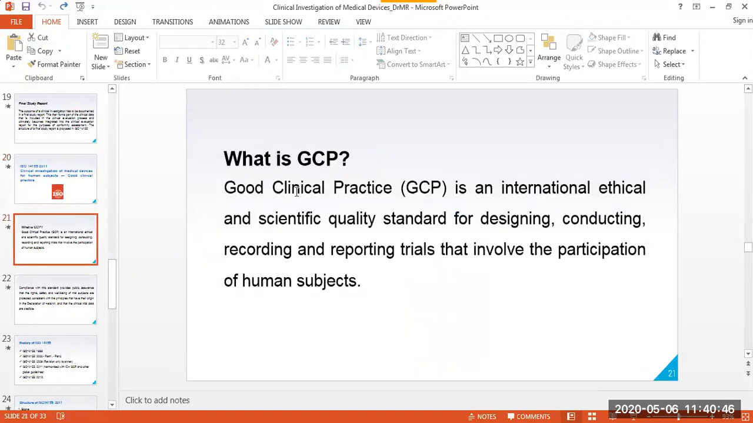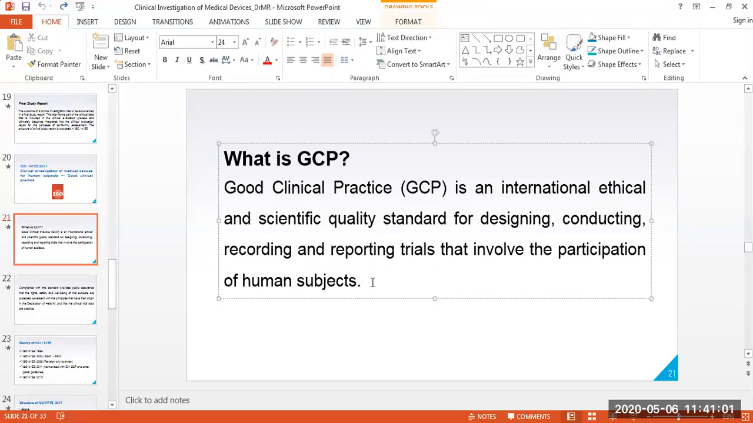GCP, that is good clinical practice, is an international ethical and scientific quality standard for designing, conducting, recording, and reporting trials that involve the participation of human subjects. So what is the standard? The design you create should be according to those guidelines only, which can be internationally accepted. Design, conducting, recording and reporting, everything that is done according to the quality procedures is called good clinical practice. So this documentation of clinical investigation of medical devices is a part of GCP.